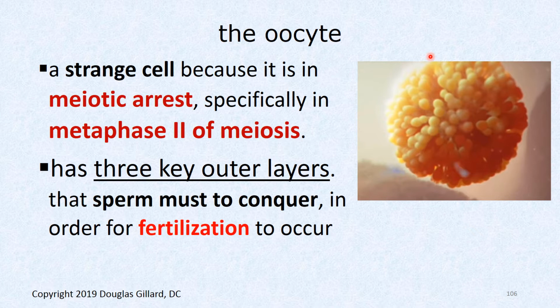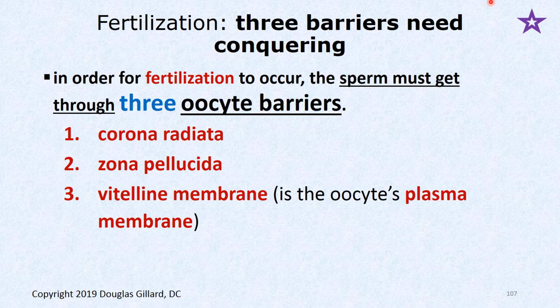All right. So it's a strange cell because it is, again, stuck in meiosis, specifically in metaphase 2 of meiosis. So if you're a sperm and you want to get through and fertilize the oocyte, there are 3 layers you must pass through. So let's talk about those 3 layers. You probably already know those. We talked a lot about the corona radiata. No, we didn't talk that much about it, but we saw how it was formed in zona pellucida.